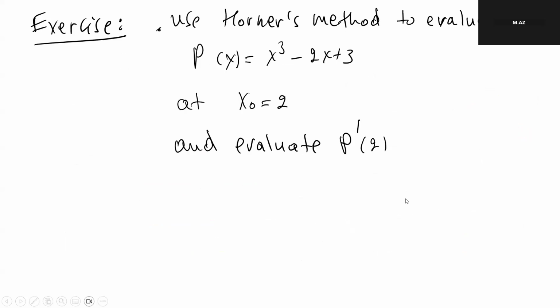There you can see the solution of this example in the notes. This is another example. We try to evaluate this polynomial function at point 2 and also evaluate the first derivative of this polynomial function at the same point, point 2. The highest order is 3, the coefficient is 1, the coefficient for x squared is 0, and this is the coefficient for x, and this is the constant.